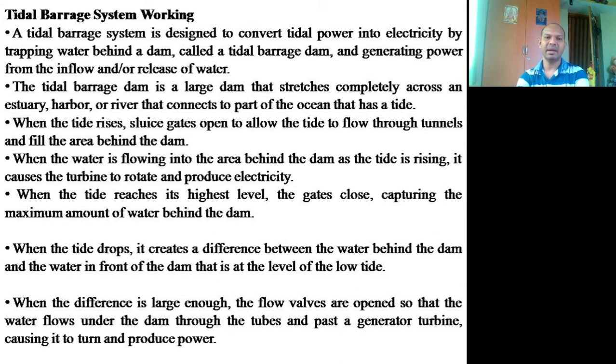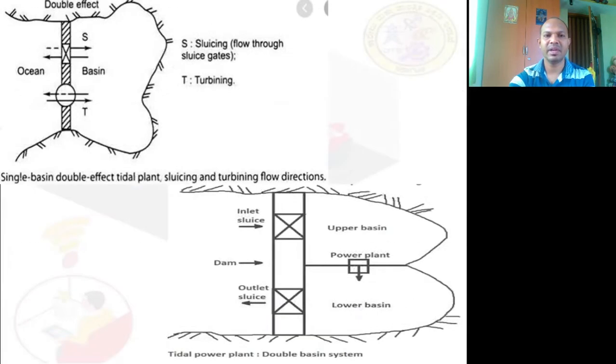So basically, this tidal barrage system is designed to convert tidal power into electricity by trapping water behind a dam called a tidal barrage dam. Basically, I would like to show you here. Now, this is a single basin and this is a double basin. Now, let me talk about a single basin.